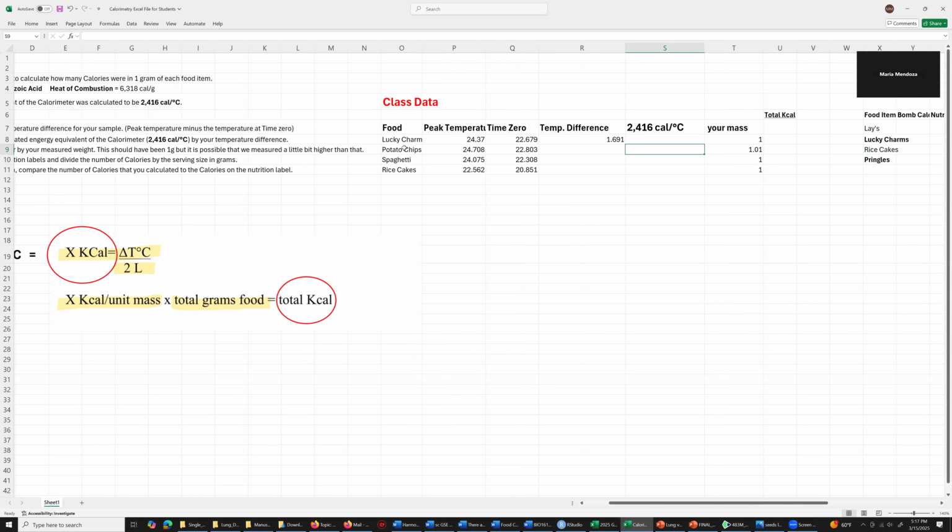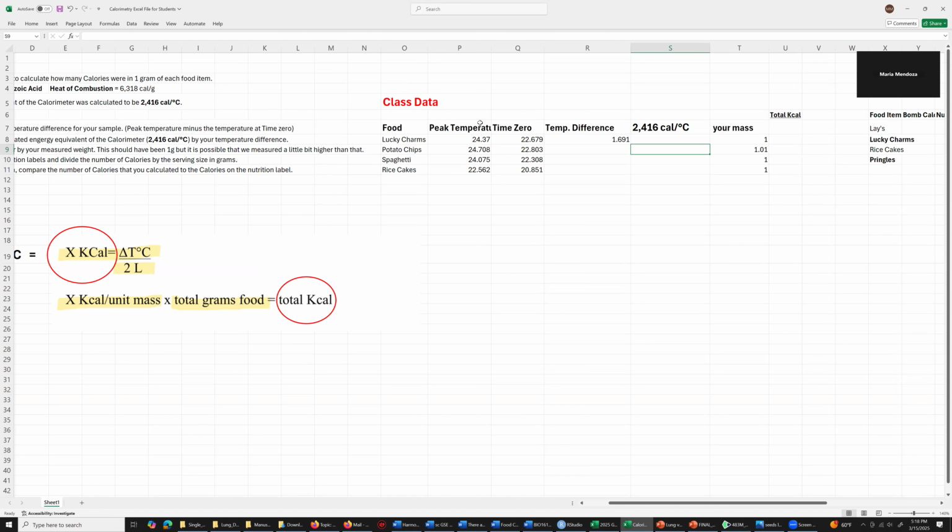So the class data, I wasn't able to use a lot of it because the way that it was sent to me, it didn't have all the information that we actually needed. So here, this is what I was able to use: Lucky Charms, potato chips, spaghetti, and rice cakes.